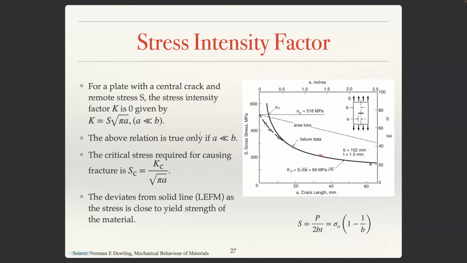Yes, sir. That is why I have taken crack length a and I have applied the load and checked at which load it failed. That is what I am calling Sc. And Sc times root pi a becomes my Kc, isn't it? Yes, sir. That is what it is.